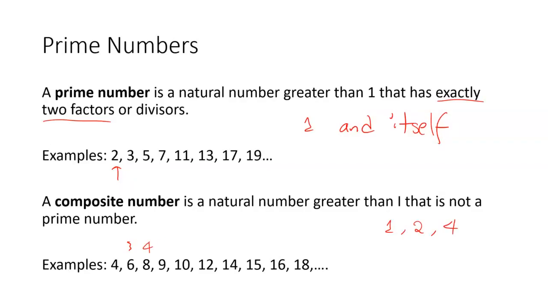8 is divisible by 4. 9 is divisible by 3. 10 is divisible by 5. And I could just continue the list. So all of these numbers are composite. Notice that in both examples, primes and composite numbers, I have the ellipsis symbol at the end, which means that there are infinitely many primes and there are infinitely many composite numbers.